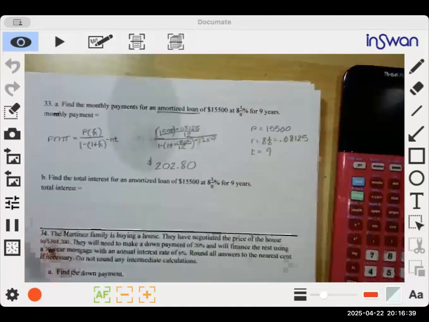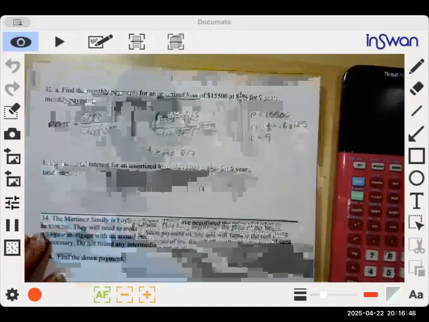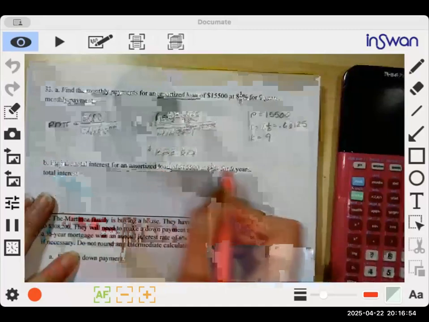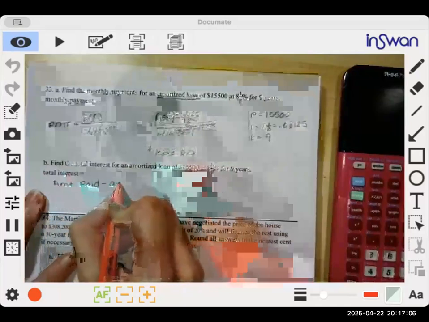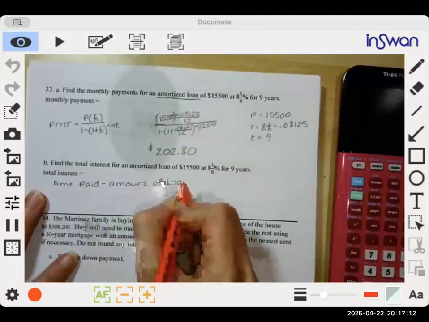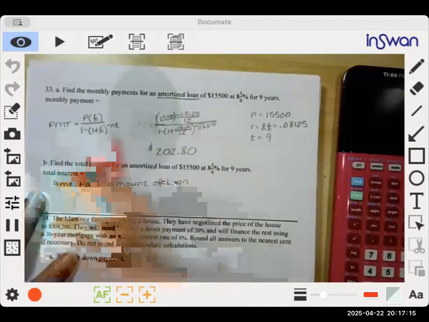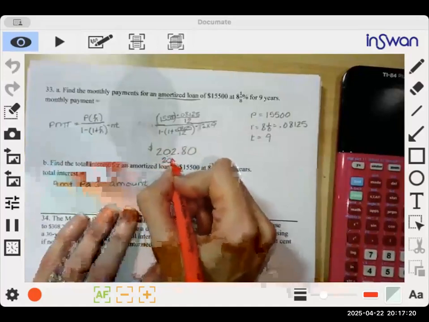Okay, total interest for the amortized loan. So we take the amount paid. No, total interest, sorry. Amount paid minus amount of loan. But how much did she or he pay? So we know that they paid $202.80.